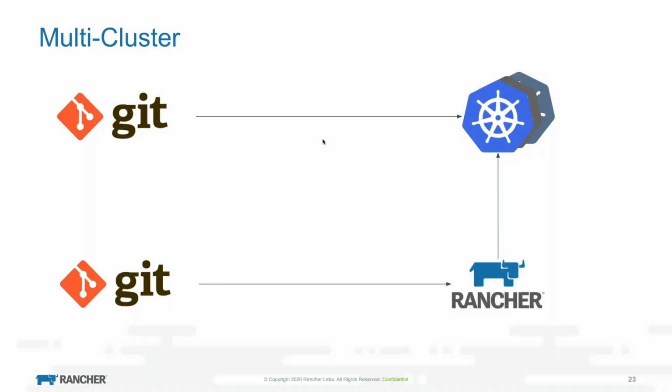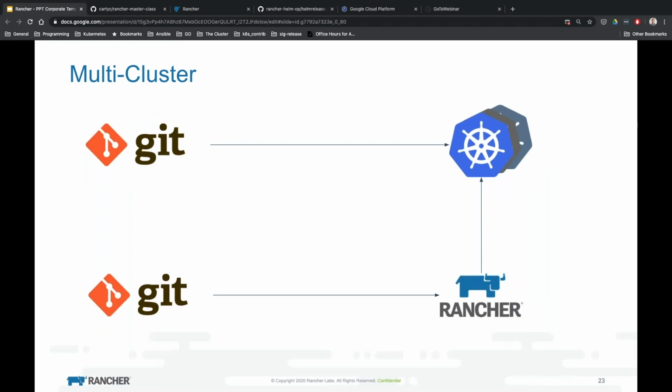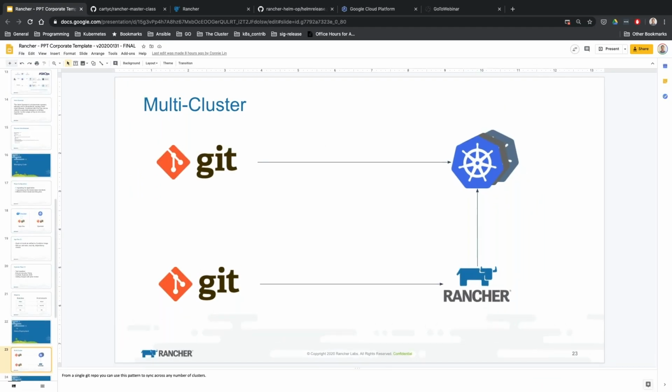Okay, so this is kind of what we're aiming for right here. We're going to have 2 Git repos. We're going to have a single Rancher instance, and then we're going to line up a couple of clusters, just to show you. And I'm going to do that using Terraform with a pre-existing Rancher cluster and 2 new GKE clusters.